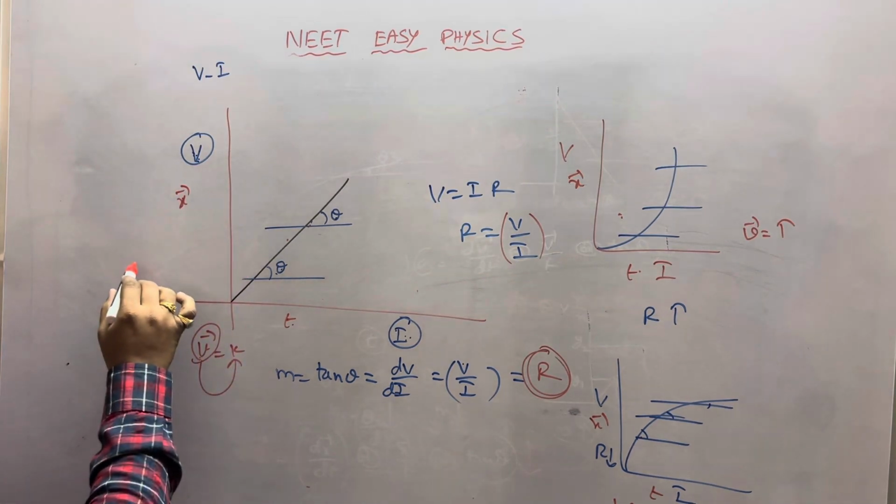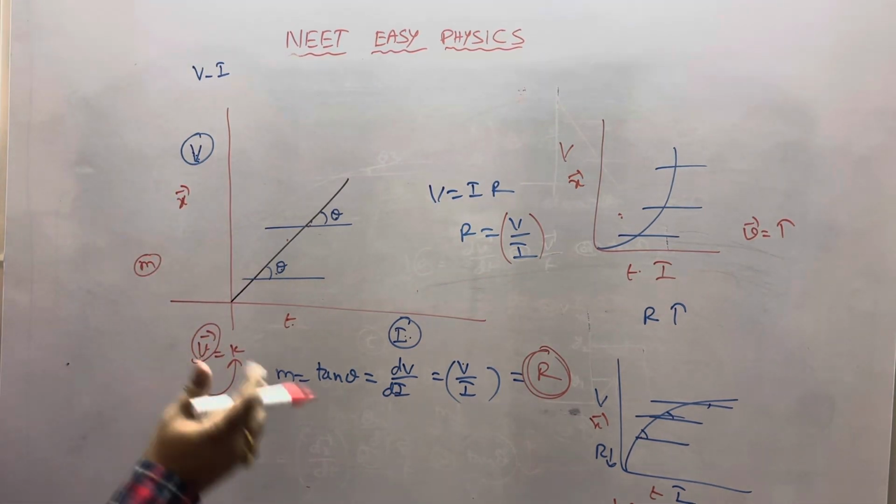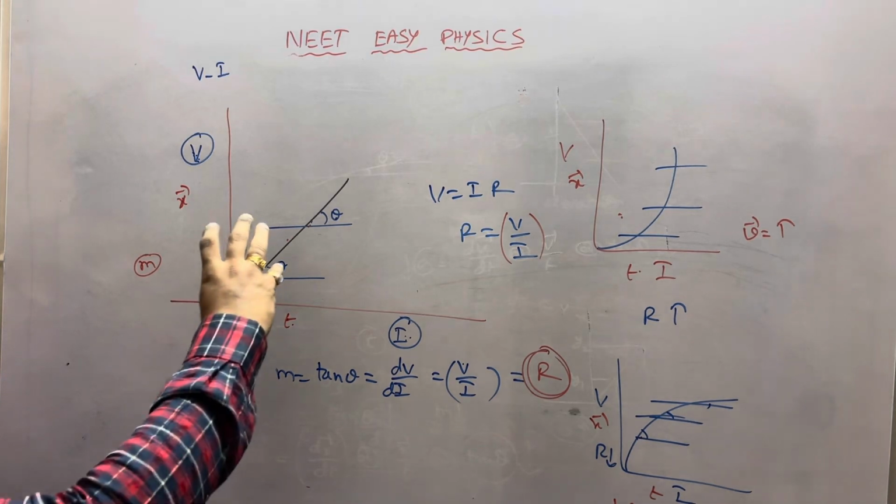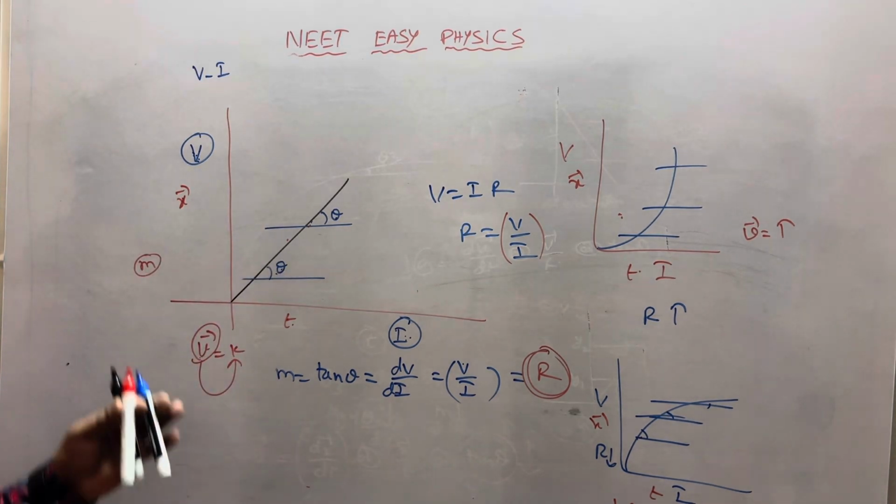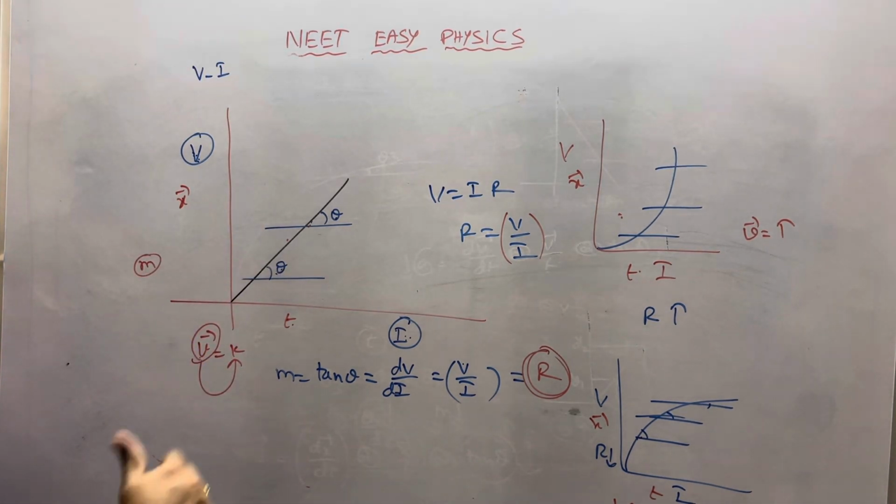First, we have to find the slope of the graph. Next, we have to find what information the graph is going to give for us. So that we will discuss in our next class. Okay.